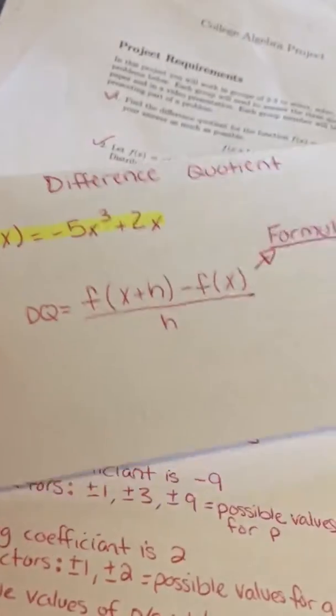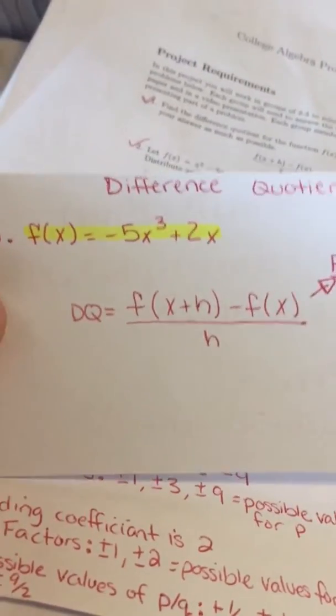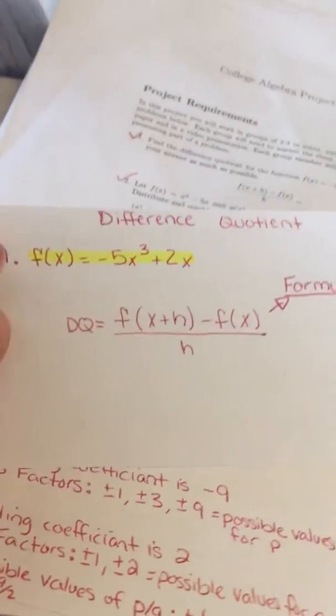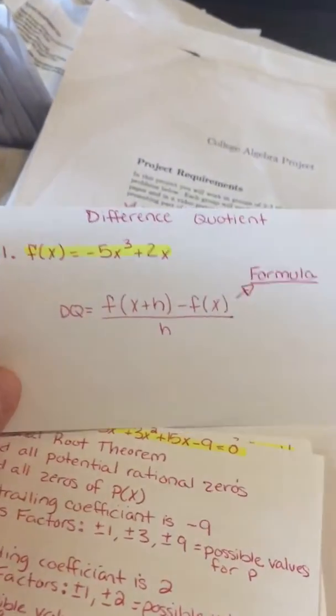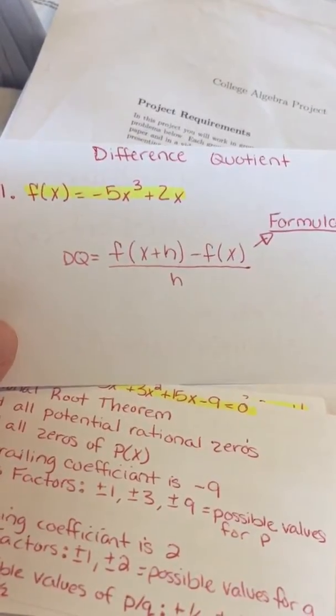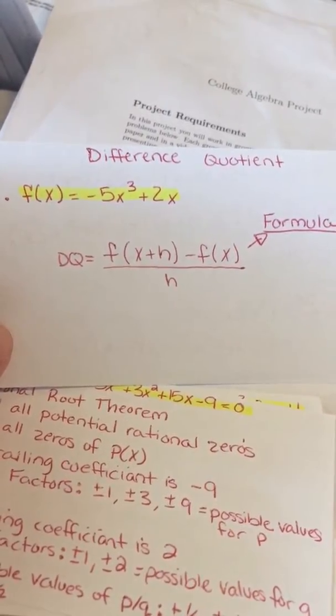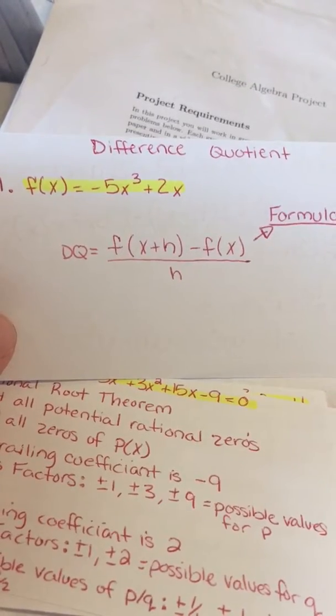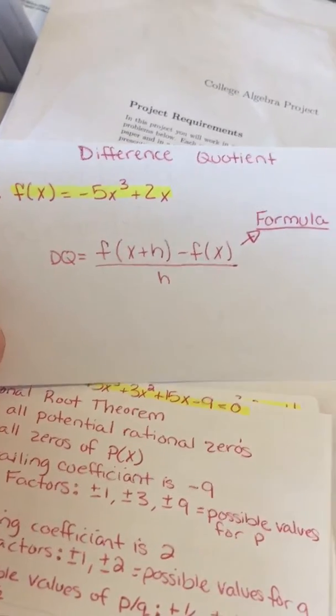I'm Erica De Leon. I'm going to be explaining these problems. First one is a difference quotient problem. We have f(x) equals negative 5x to the third plus 2x.